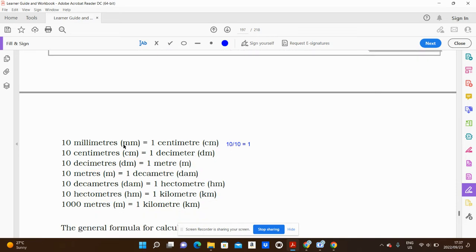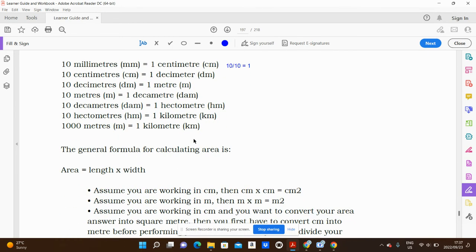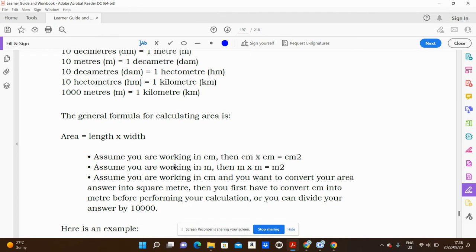So you'll see over here 10 millimeters equals 1 centimeter, and how they have come to all of these answers on the right of the equation is that they just divided what is on the left by 10 and it gets you to 1. So if you want to find out how many centimeters are in a decimeter, you would times 1 decimeter by 10. If you want to get from centimeters to decimeter, you would say 10 centimeters divided by 10 equals 1 decimeter.